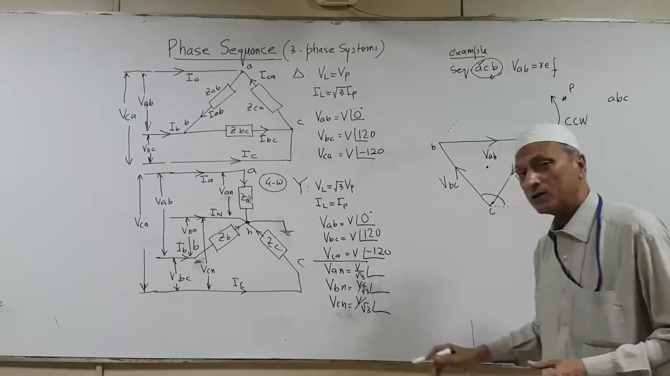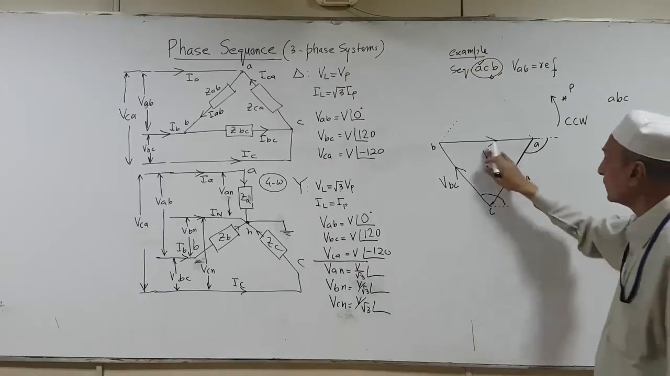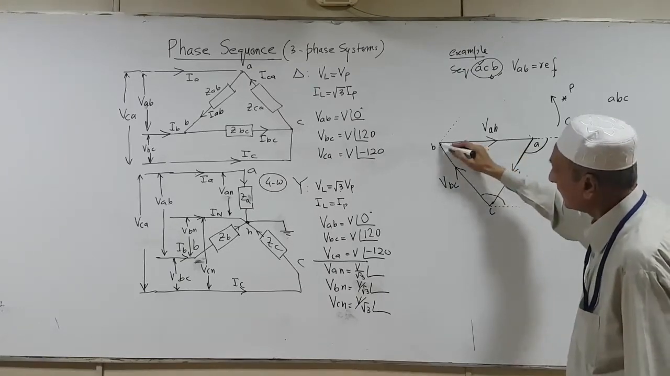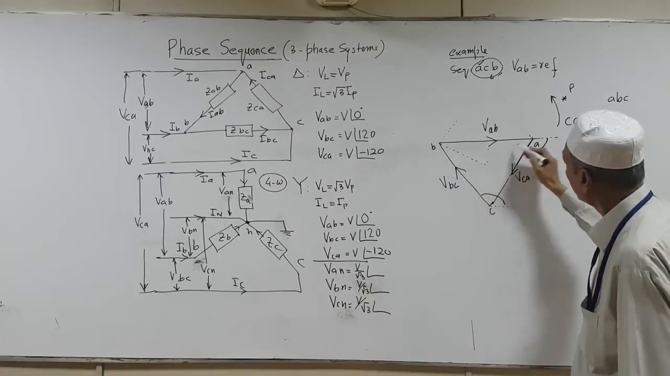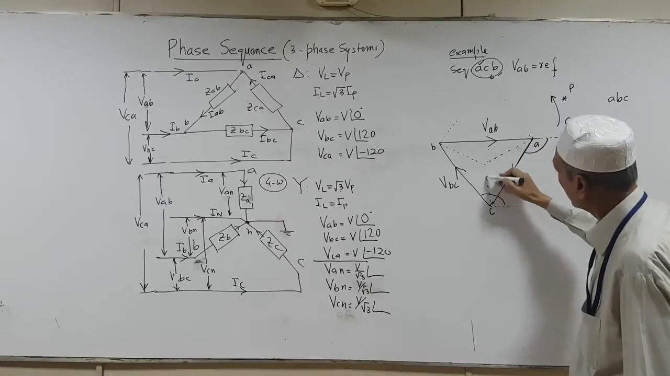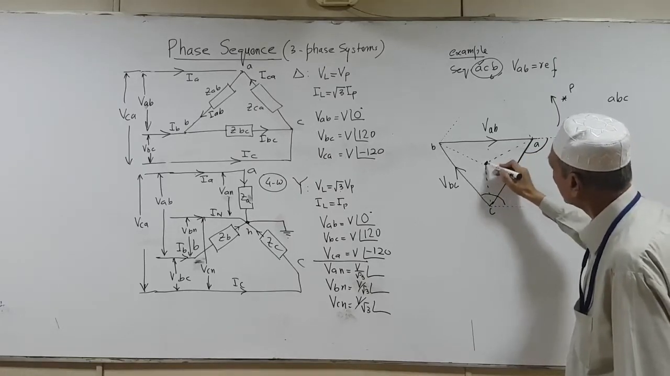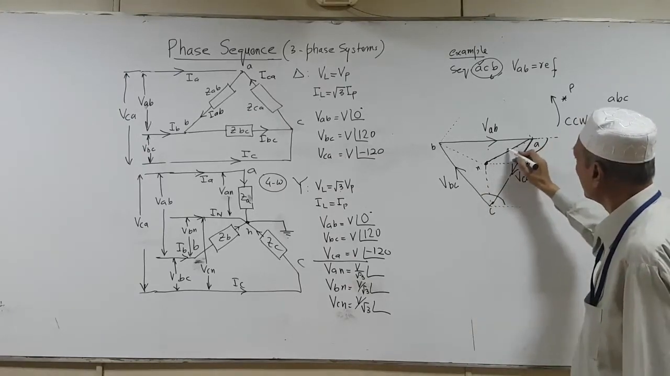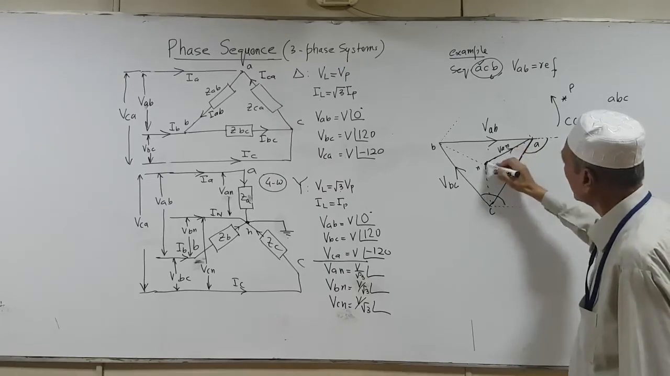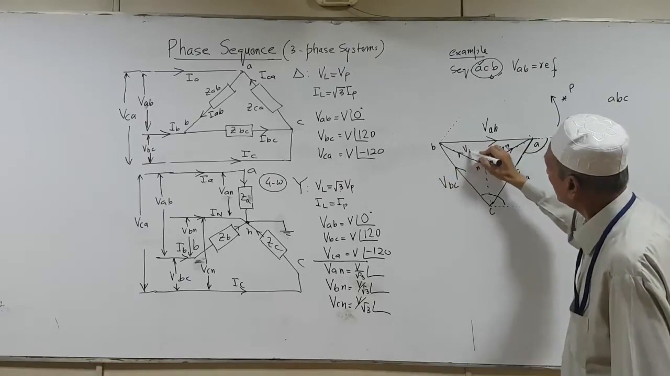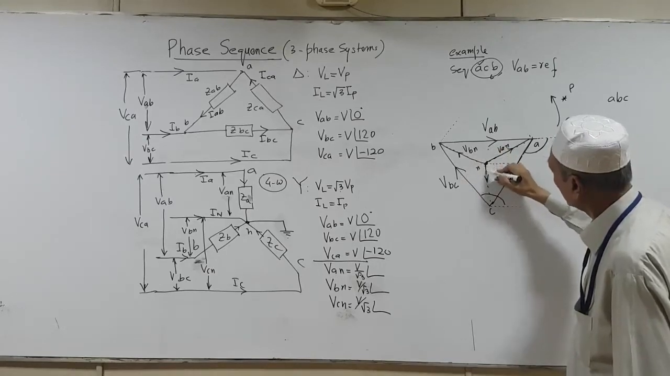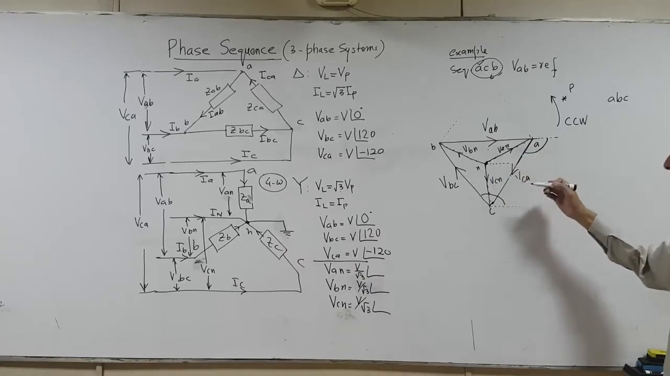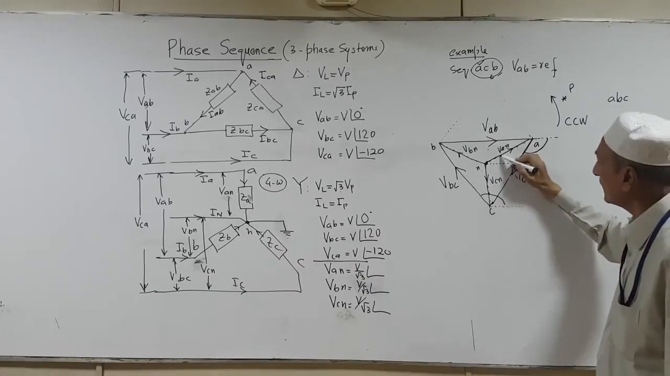But then we have to work out, when we are given a star system, these voltages as well. I'll put this one over here, and then we bisect these angles, and this is the neutral or star point. Now these are the phasors, which is VAN, this is VBN, and this one is VCN. Now this is the reference horizontal line.